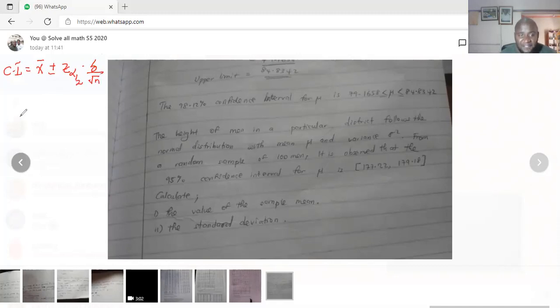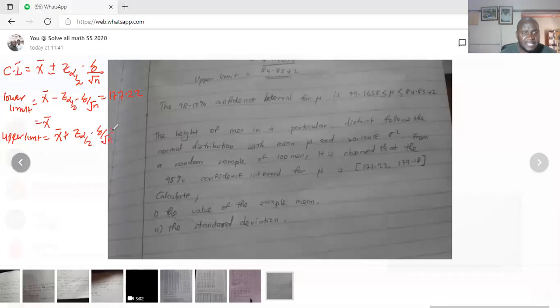But according to what we have, the lower limit, remember the lower limit comes from subtraction, is X bar minus Z alpha over 2 times sigma over root n. We don't know X bar. Now, this lower limit is actually 177.5022. Then the upper limit is going to be X bar plus Z alpha over 2 times sigma over root n. And this is actually 179.18. According to our graph, this is what we expect.